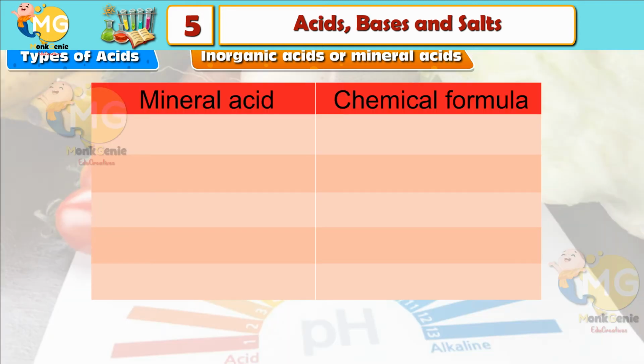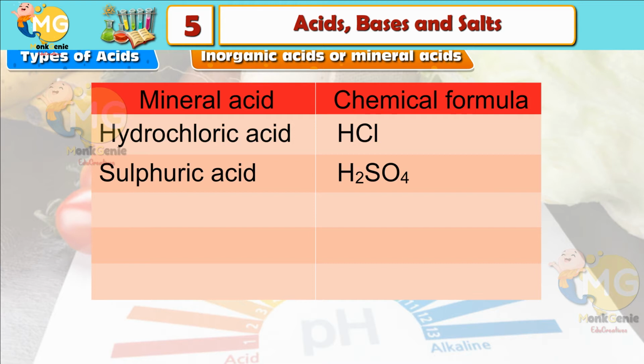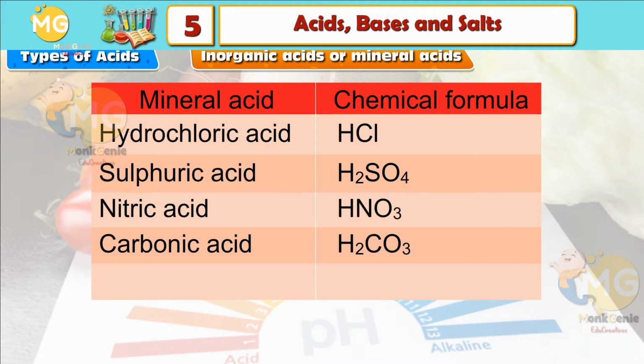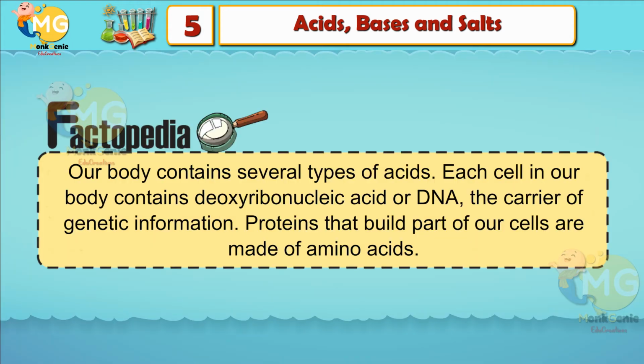Mineral acid, chemical formula: hydrochloric acid HCl, sulfuric acid H2SO4, nitric acid HNO3, carbonic acid H2CO3, phosphoric acid H3PO4.